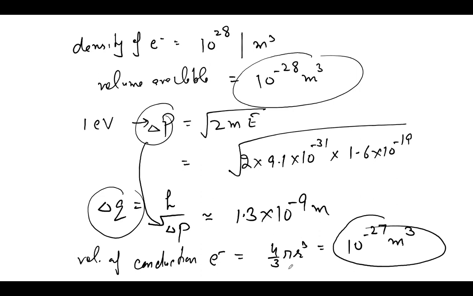So it means that the electron wave functions overlap considerably. So what does it mean? That is, the conduction electrons cannot be identified separately, and hence these electrons in quantum statistics are considered as indistinguishable.